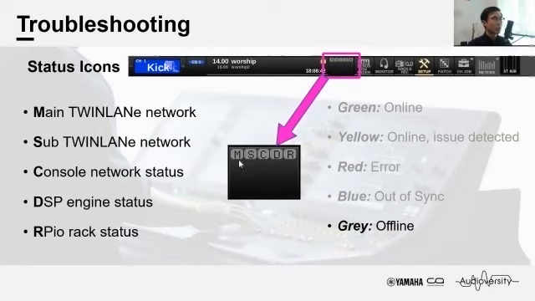What you saw on the editor just now is gray because we are not connected, so it's offline. Anything that is supposed to be green should be green. Most of the time, if you use Twin Lane, you have your main network, your console, your DSP, and your RPIO. Of course, if you're running a Dante network, you won't have the main and sub network, but no matter what, you still have your console network status and DSP engine, because at minimum, that's what you need. And from then on is your standard Dante network.